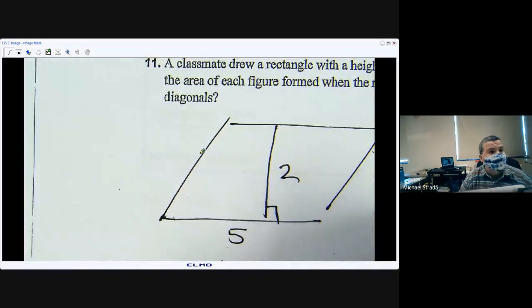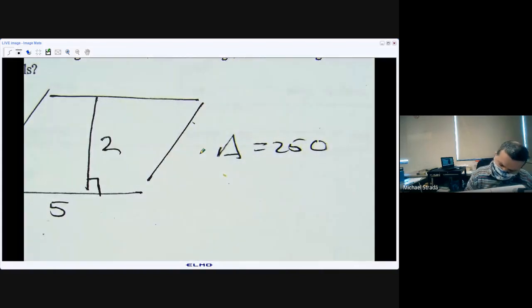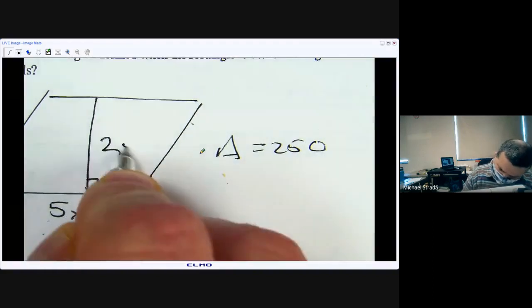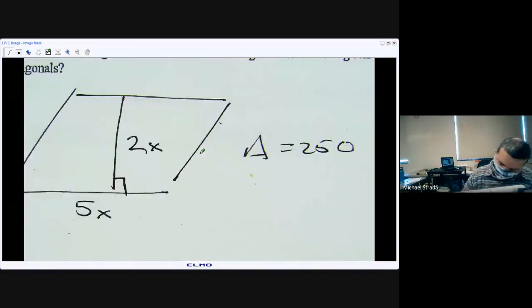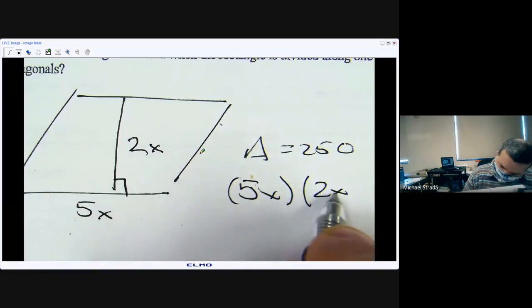And the area, they tell me, is 250. Find the lengths of the base and the corresponding height. All right, so we throw an x there and an x there. Now we take 5x times 2x and set it equal to 250.